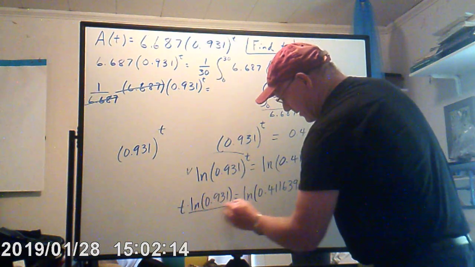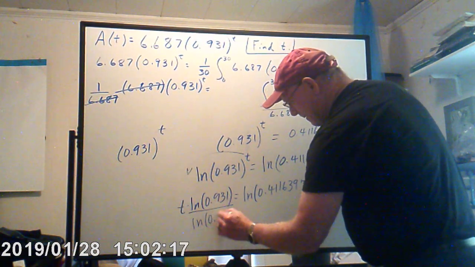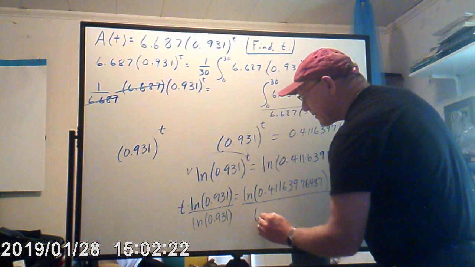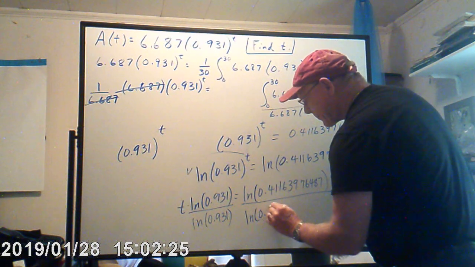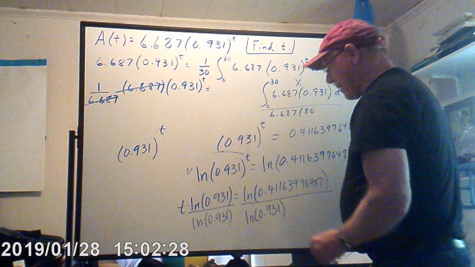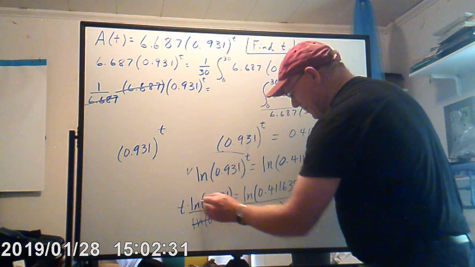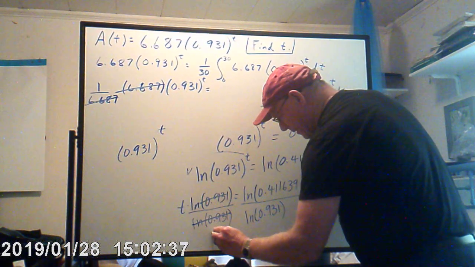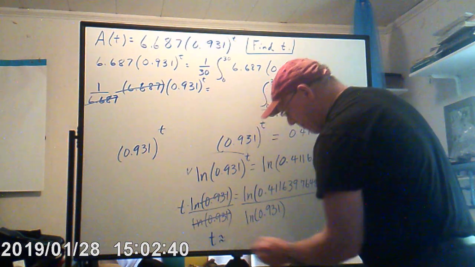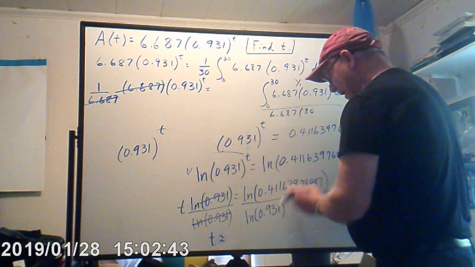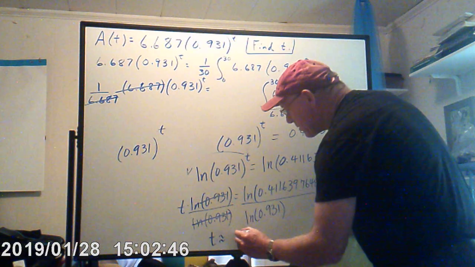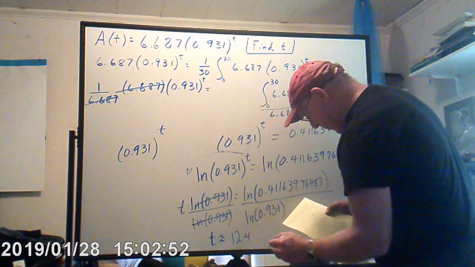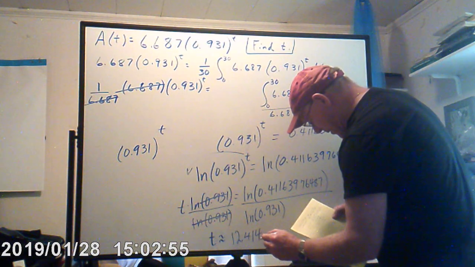Now to solve for t, I'll just simply divide by ln 0.931. I knew I would need this entire board. Alright, and now this is gone, and I have t approximately equal to, when you divide this, you get 12.414773.